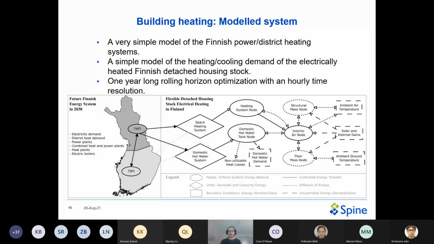So we didn't model individual power plants, but we had different power plants for different fuels, combined power and heat production, heat-only boilers, as well as electric boilers represented in this simple power and district heating system that we had here. In addition to that, we had a rather simple depiction of the flexible heating demand in electrically heated detached houses in Finland.